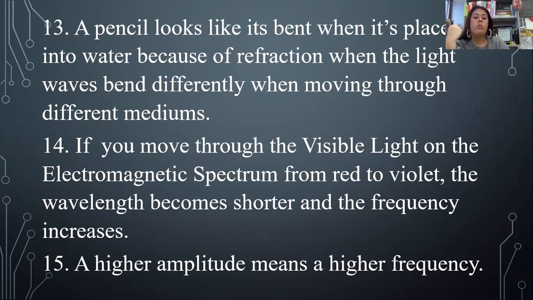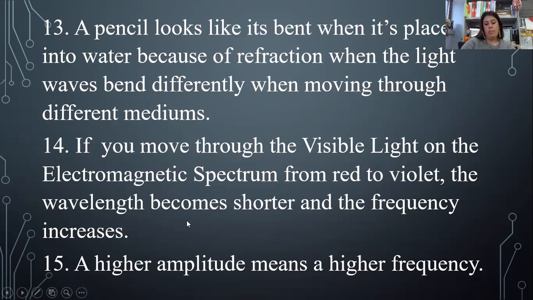Now, if you move through visible light on the electromagnetic spectrum, so if we're going from red to orange to yellow to green to blue to indigo to violet, so as we're moving from closest to infrared to UV, your wavelengths become shorter and the frequencies get higher. So as you go from red to violet, your wavelengths get shorter and that's going to increase your frequency.